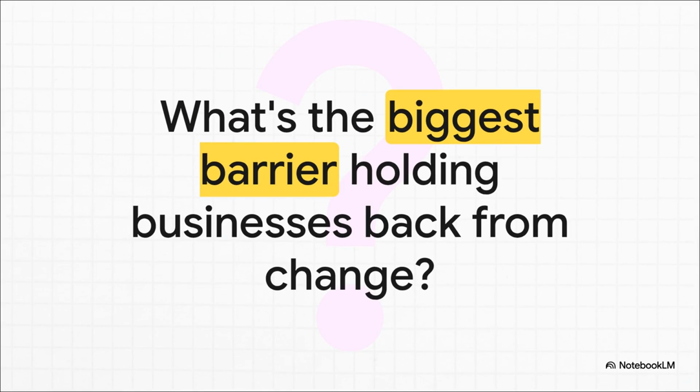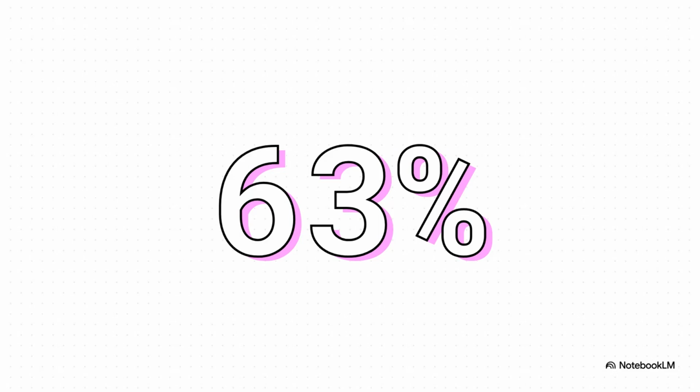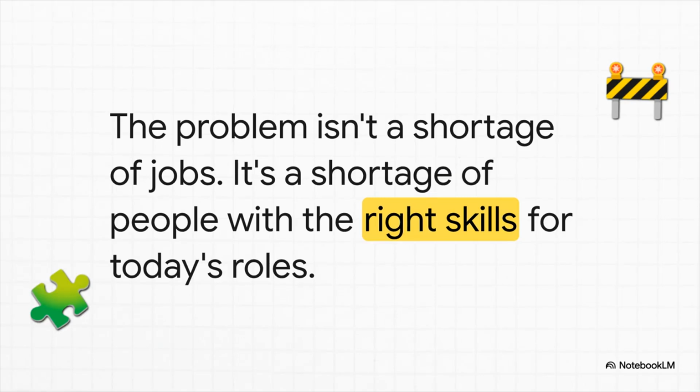Well, the report asked them that exact question, and the answer was pretty overwhelming. A clear majority, we're talking 63% of companies, said their number one obstacle is the same thing: skills gaps. That's it. The biggest problem we're facing isn't going to be a shortage of jobs. It's going to be a shortage of people who have the right skills to actually do those jobs.